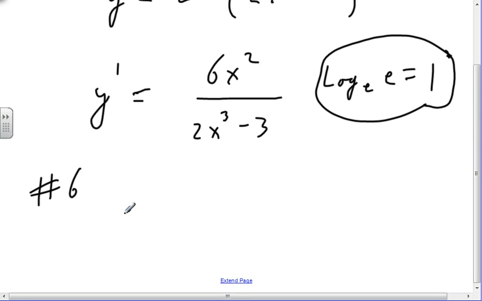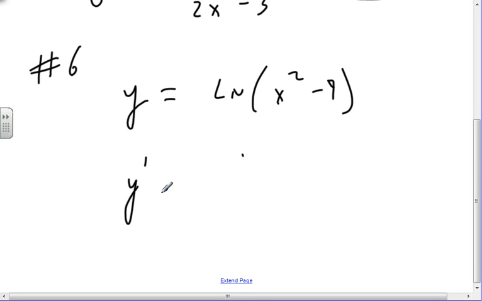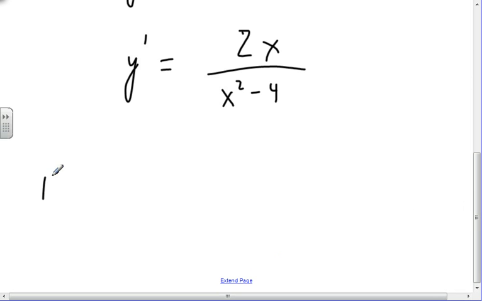Number 6. Y is equal to natural log x squared minus 4. So y prime, x squared minus 4 goes on the bottom. The derivative of x squared minus 4 goes on top. 2x, and I'm done. Number 7.